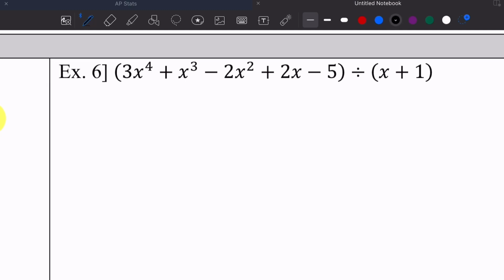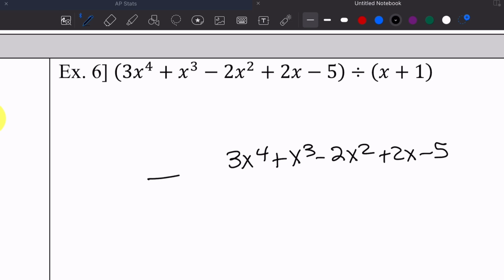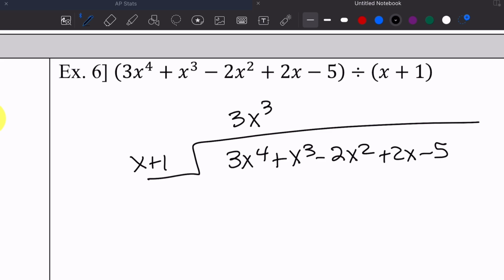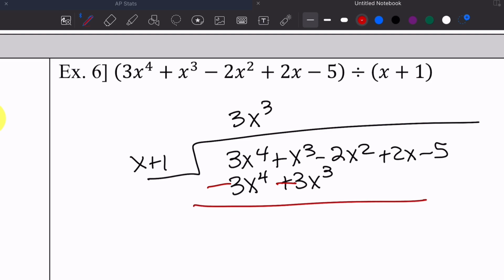Number 6, I have 3x to the 4th plus x cubed minus 2x squared plus 2x minus 5, all divided by x plus 1. Well, I can multiply that by 3x cubed to get 3x to the 4th plus 3x cubed. Change the signs. The 4ths cancel out. X cubed minus 3x cubed is negative 2x cubed.